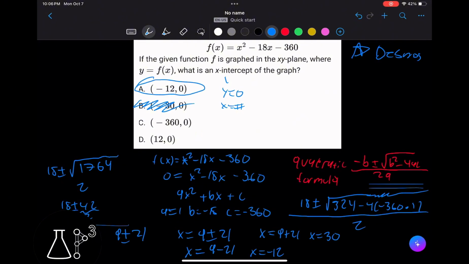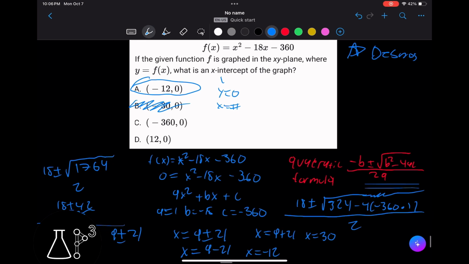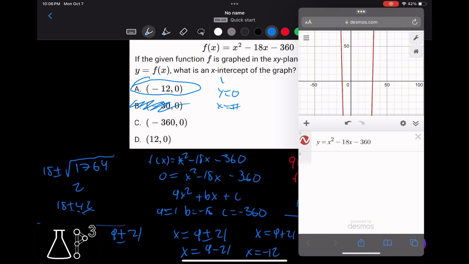Now, if we plug that into Desmos, which I did over here, I get two x-intercepts. I get negative 12 and I get 30. And as we can see, 30 in the answer choices is negative. So B is incorrect. D is positive 12, and in Desmos, it's negative 12. So D is incorrect. 360, I don't know where you get that from. The only answer that can work here is A, because it's an x-intercept of the graph.